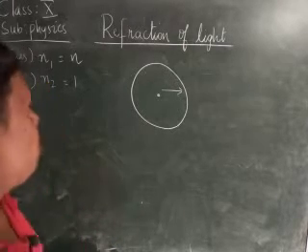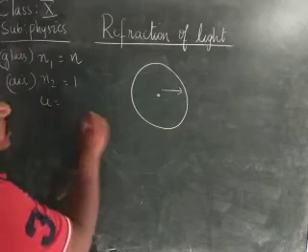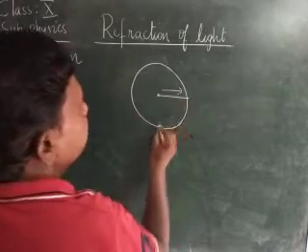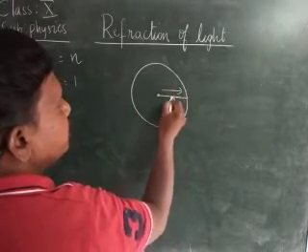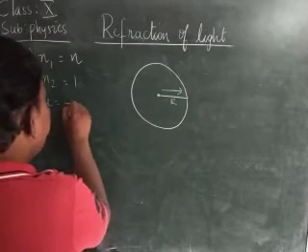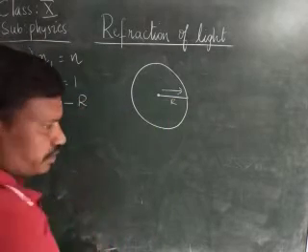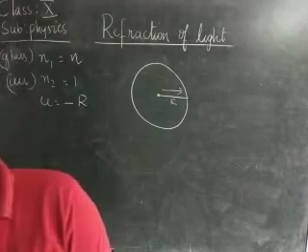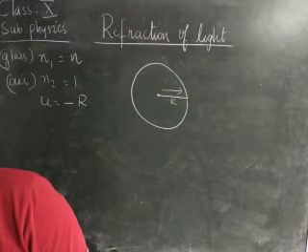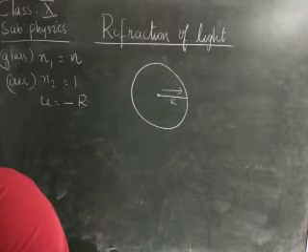And here the object distance, what is the object distance? It is the radius of curvature. Therefore u is equal to minus r. Okay, u is equal to minus r.